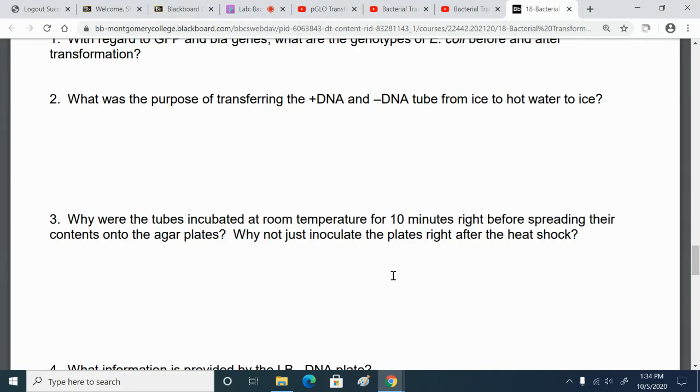We heat shocked and transformation, cooled them down, so transformation's over. Now we give them food and time. And so why did we do that? It does have to do with the lag phase, but what exactly are they doing during that 10 minutes?